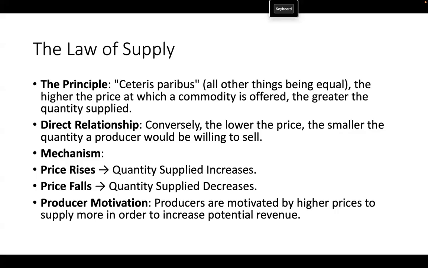That if the prices are lower, people will buy more and supply will go up. No, don't be confused. Why is it that the higher the price at which the commodity is offered, the greater the quantity supplied?